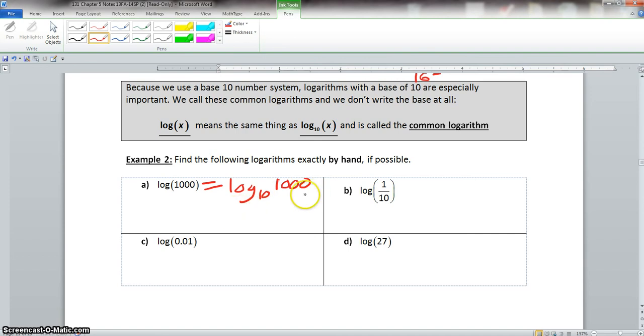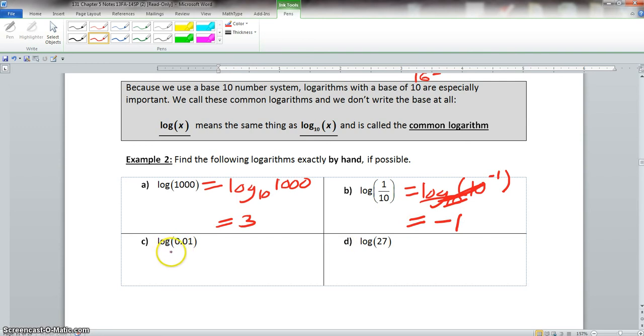So we ask ourselves, 10 to what power is 1,000? And we know that to be 3, because 10 to the 3rd power is 1,000. Now we have log of 1/10. So this is the same thing as saying log of 10 to the -1. And we know our base here is also 10. So these will simplify each other out. And that will leave us -1 as our final answer.